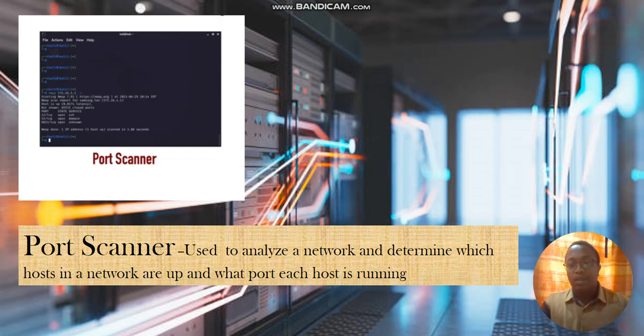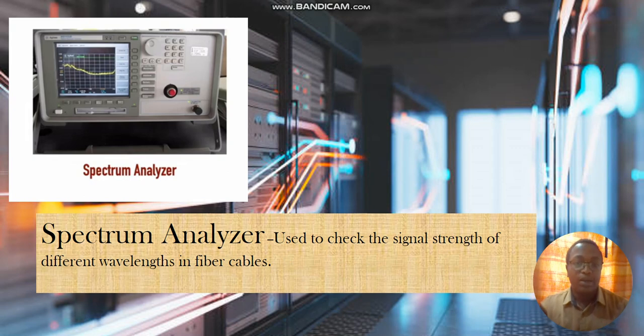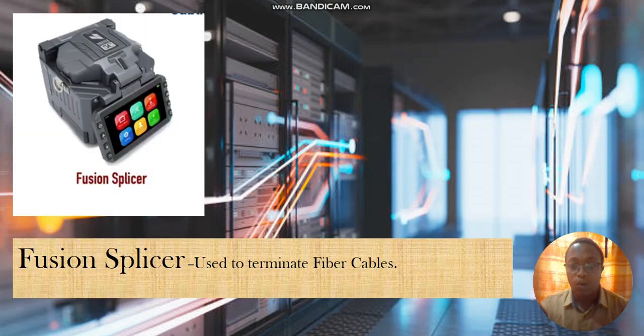Now there is what we call a port scanner, and an example of a port scanner is Nmap. It is used to analyze a network and determine which hosts are up in a network and what ports are open on each host. So that is the basic use of a port scanner. There is what we call a spectrum analyzer. When you're dealing with fiber cables, there is the concept of lambda, or the wavelength, the different wavelengths that you're using to communicate, because we are using light here. When you want to analyze the traffic of each wavelength in a fiber cable, you connect it to a spectrum analyzer and look at the signal strength of each wavelength in the fiber cable. So that is it when it comes to a spectrum analyzer.